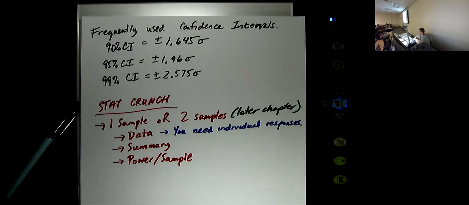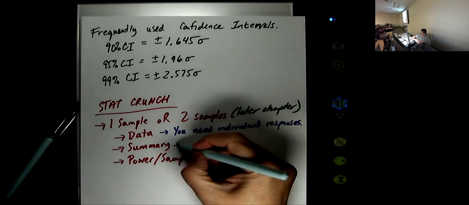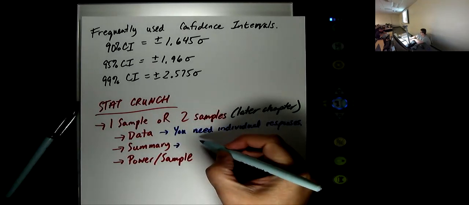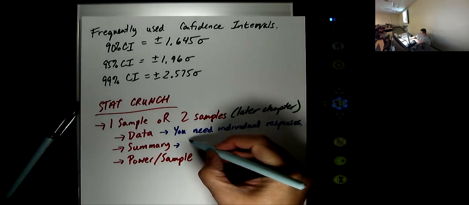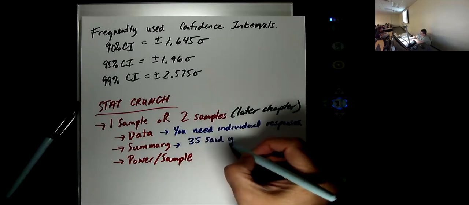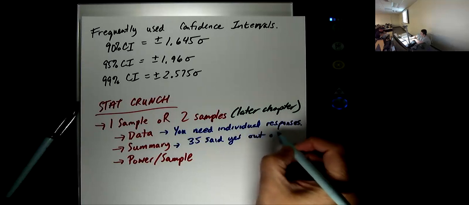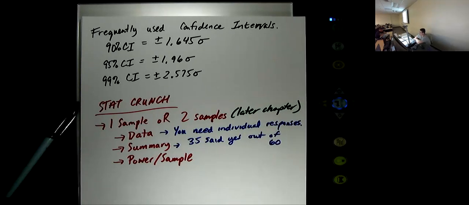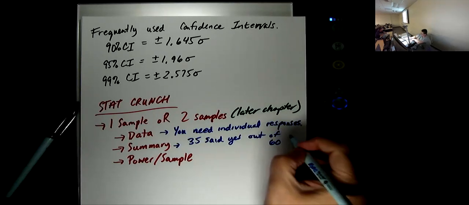Donnie says he uses TikTok regularly. Angel says she uses TikTok regularly. Melinda says she uses TikTok regularly. Maritza says she doesn't. Yeah, like recording different results. Summary is like having what we had: 35 said yes out of 60. That's a summary. We have a summary of the data. You have X and you have N.